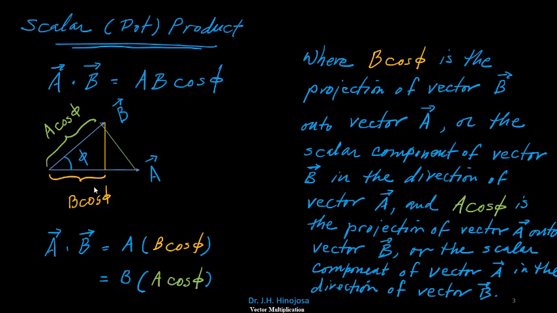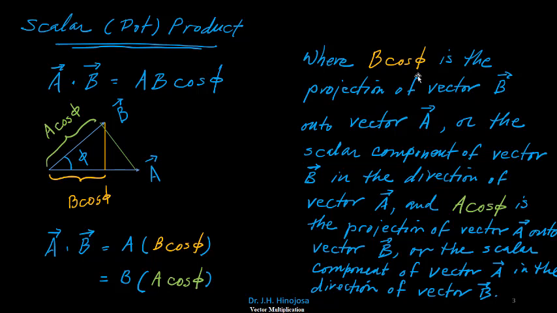Similarly, if we project A onto vector B, we can see that the projection of A onto B is this side of this right triangle, where now the hypotenuse is the side A. We have A cosine phi. So we can write that the dot product is A times B cosine phi, or B times A cosine phi. Either one of these gives us the same thing, AB cosine phi.